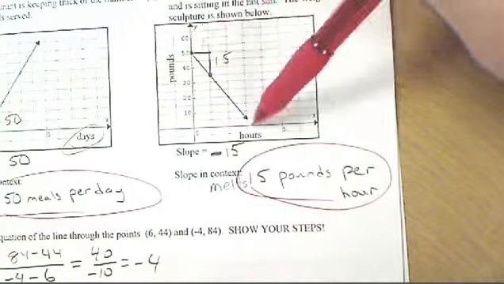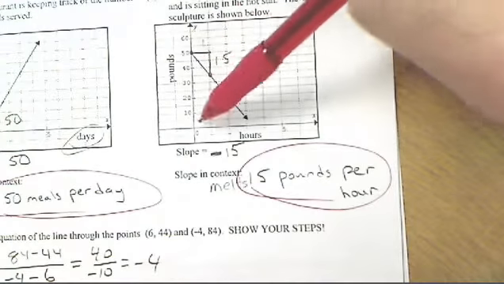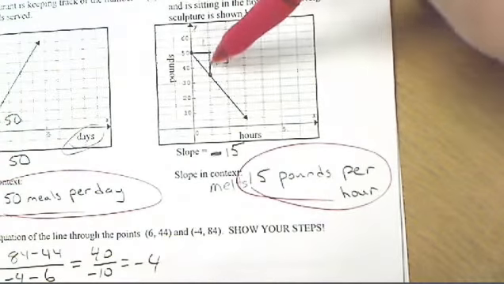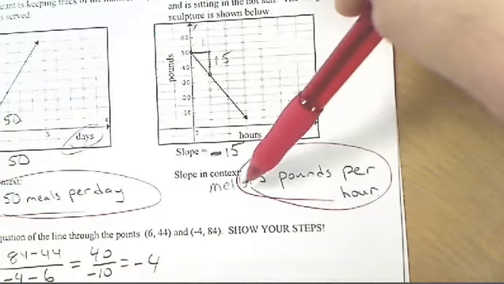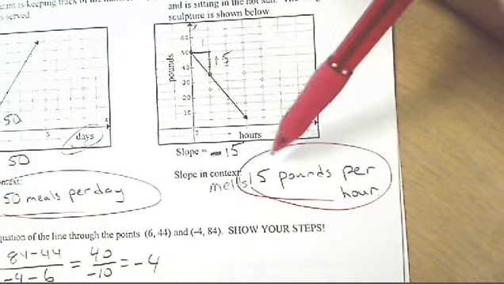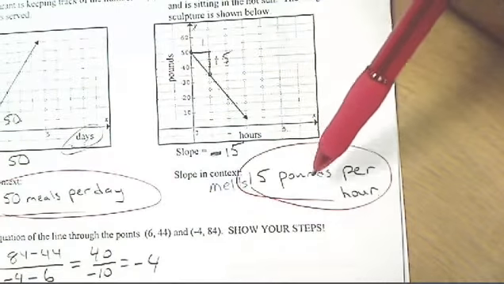Negative slope. It looks like we're going by 5s each time, so that's 5, 10, 15, 15 over 1. But it's negative since, let's see, 15 pounds melts per hour.